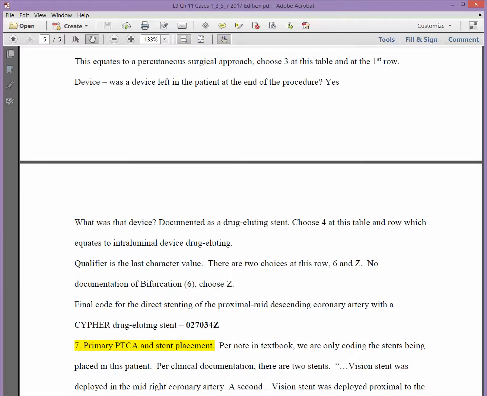The final code for the drug stenting of the proximal mid descending coronary artery with a CYPHER, C-Y-P-H-E-R, drug-eluting stent, and that's the manufacturer name of the stent, the code is 027034Z.